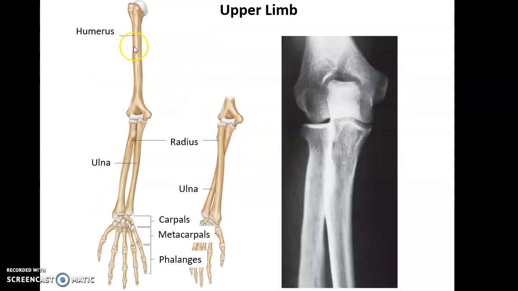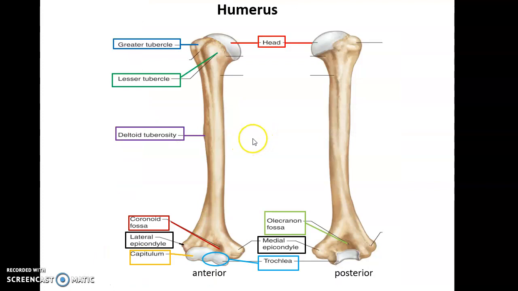Here are the bones of the upper limb: humerus, radius, ulna, carpals, metacarpals, and phalanges. So the humerus, seen here, has a smooth rounded knob called the head. The head fits into the glenoid cavity. We have the greater tubercle, a large rough patch sticking out laterally, and then sticking out anteriorly is a smaller rough patch called the lesser tubercle. So greater tubercle, lesser tubercle.